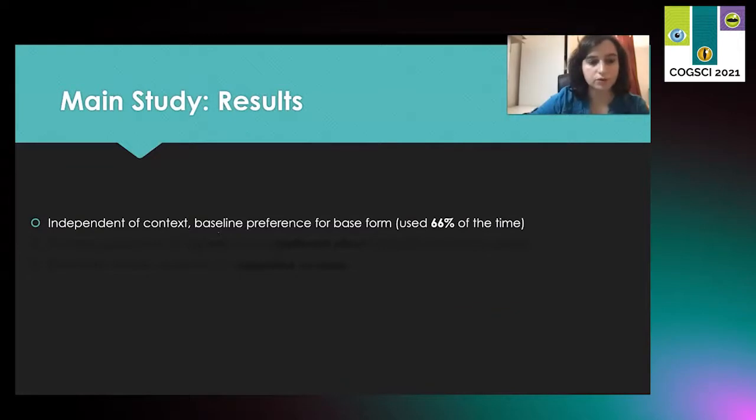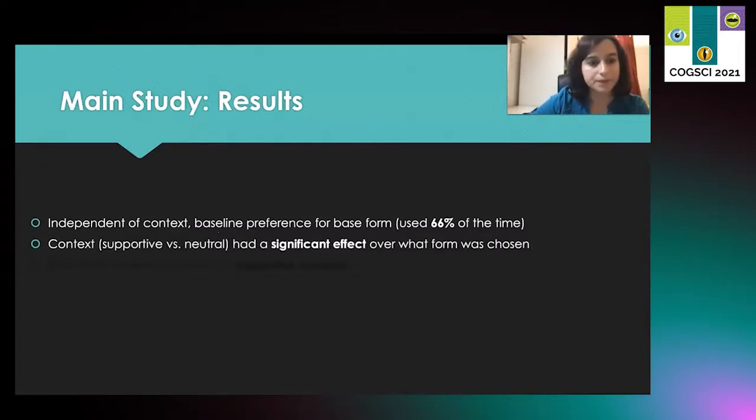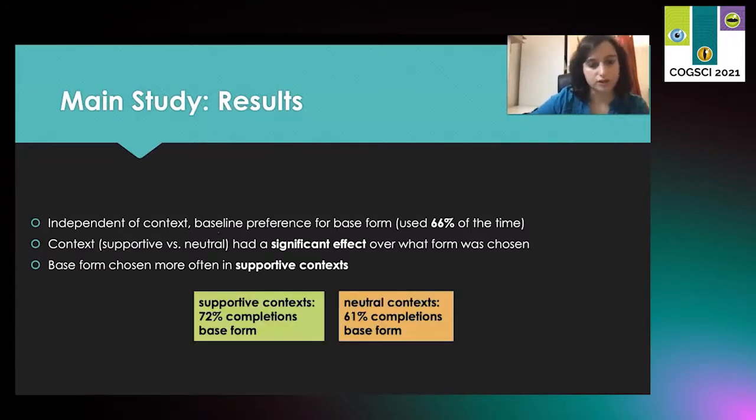So what else did we find? Overall, independent of context, there's a baseline preference for the base form, the shorter form, which was used 66% of the time. Context, whether it was supportive or neutral, did have a significant effect over what form was chosen. The base form, the shorter one, was chosen more often in supportive contexts. In supportive contexts, 72% of the completions were base form completions, and in the neutral context, 61% were base form completions.